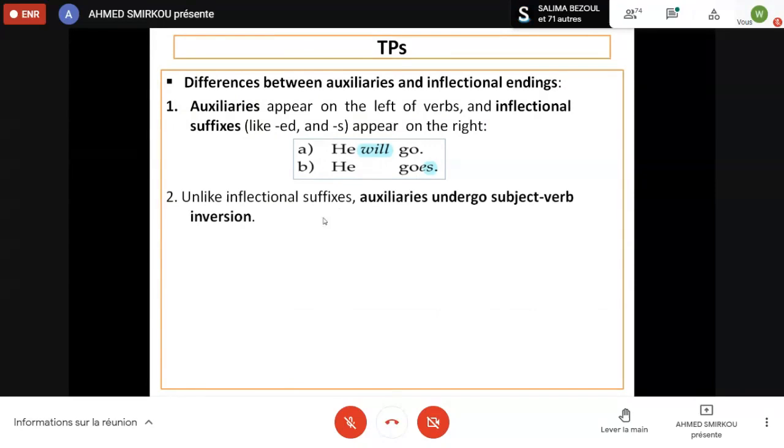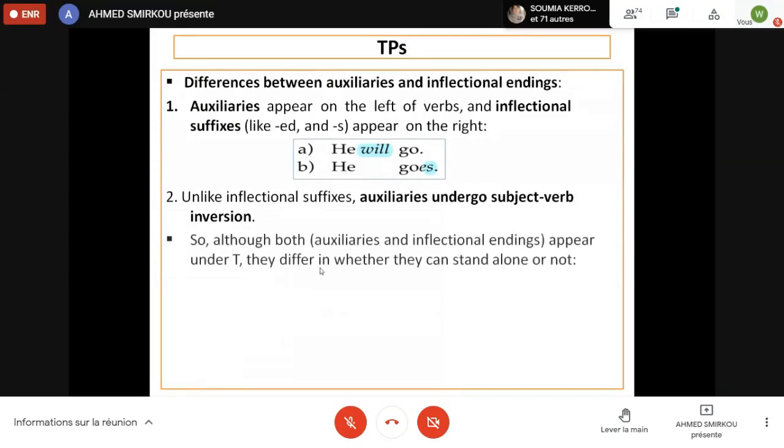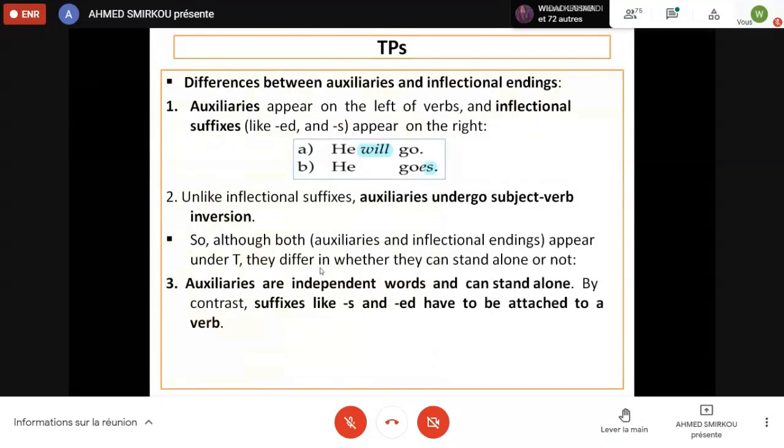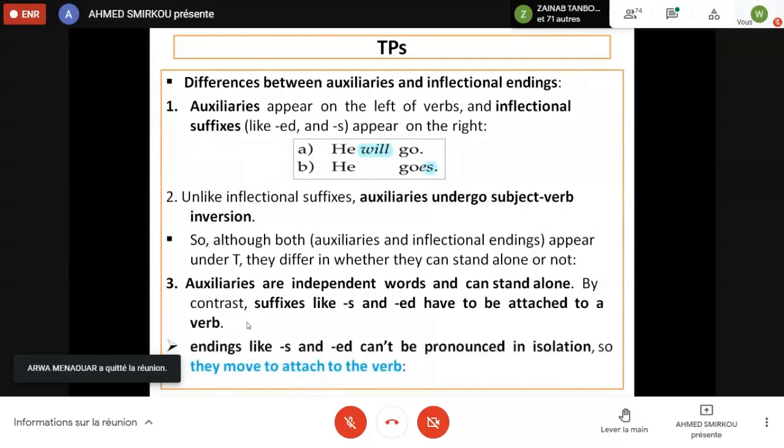The second difference: unlike inflectional suffixes, auxiliaries undergo subject-verb inversion. Okay? We can say, for example, "will you go," or "I will go," "will you go," subject-verb inversion. You cannot use it with inflectional morphemes. So, although both auxiliaries and inflection endings appear in T, they differ in whether they can stand alone or not. Okay? Auxiliaries are independent words and can stand alone. By contrast, inflectional suffixes have to be attached to a verb. Okay? So endings like S and ED cannot be pronounced in isolation, so they move to attach to the verb. Now, the main idea here is that both auxiliaries and inflection endings are generated under T.